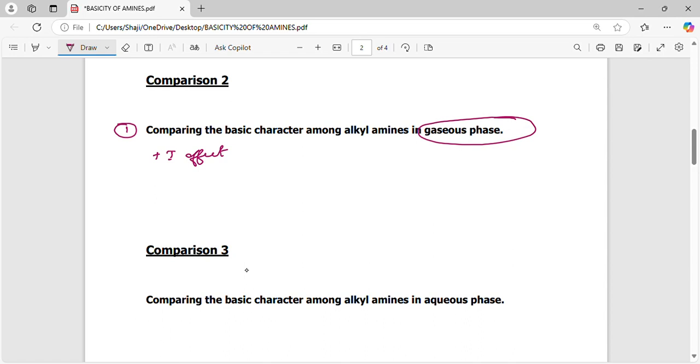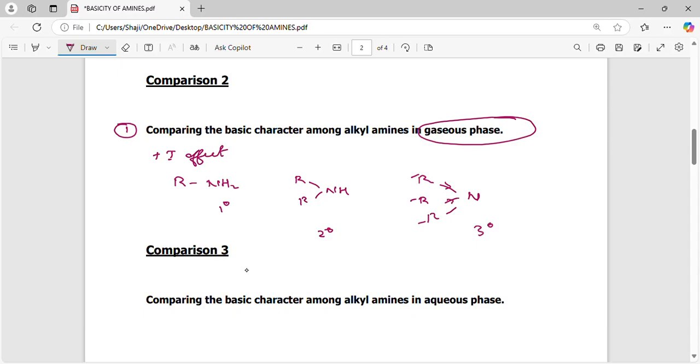Let's take different amines: primary amine RNH2, this is primary. Secondary is R2NH. Now tertiary is R3N. These are the three amines: primary, secondary and tertiary. Here we can see that from primary to tertiary, alkyl group numbers are increasing. There are three alkyl groups in tertiary.